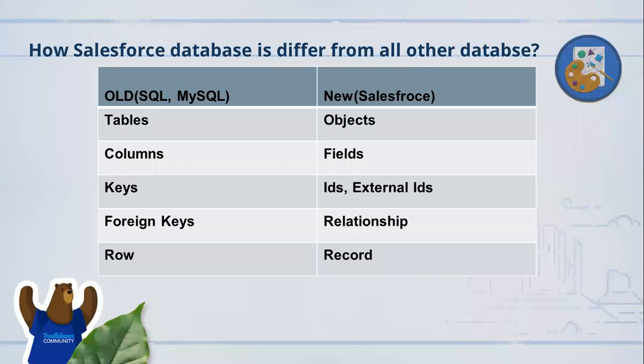Next, how is the Salesforce database different from other databases? As most of you know, in old databases like SQL and MySQL, we use tables to store information, and now we use objects. In tables we have columns; here we have fields. There we have keys, like primary key, foreign key, unique key; here we have IDs and external IDs. There we have rows; here we have records. There is a huge difference between old and new.